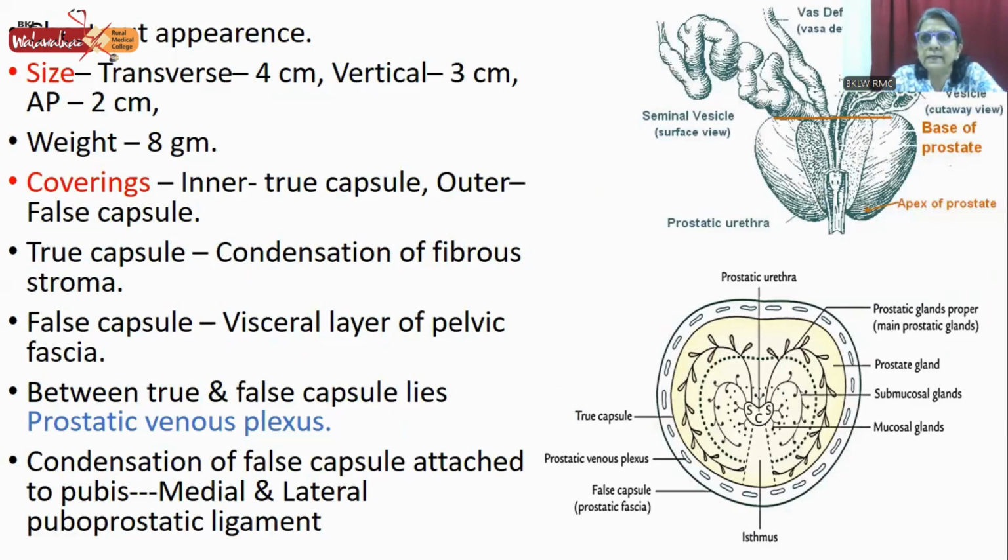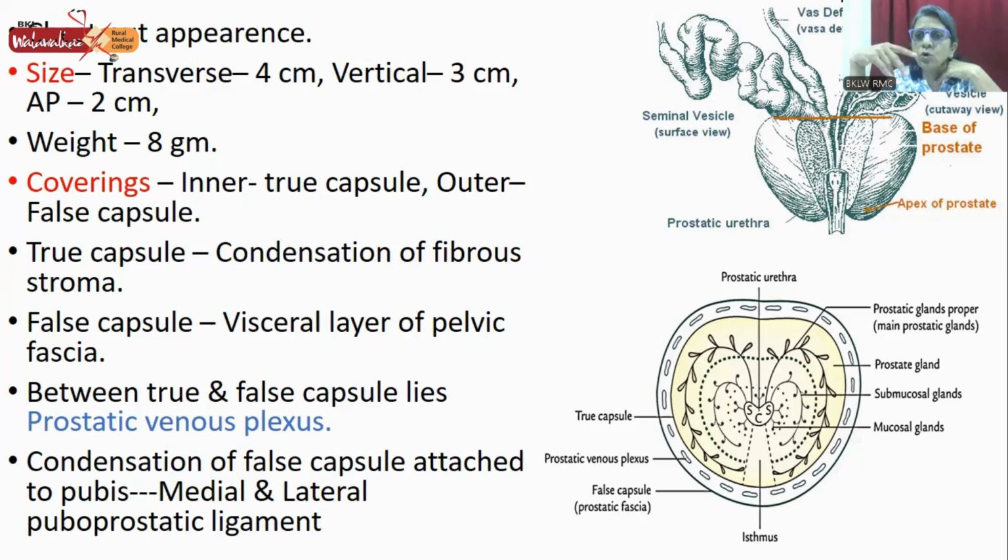If we look at this gland, it has a chestnut appearance. This structure in our body has a transverse diameter more than the vertical, that is 4 centimeters. Vertically, it is 3 centimeters, and antero-posteriorly, it is about 2 centimeters. The weight of this gland is 8 grams. Another structure like the prostate is the pons, which also has a horizontal diameter more than the vertical.